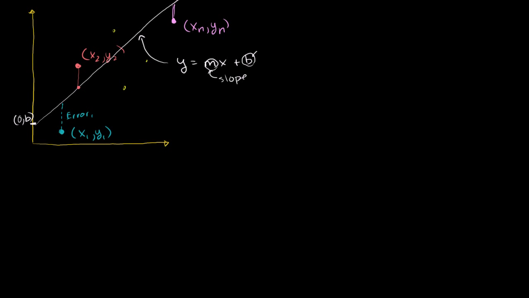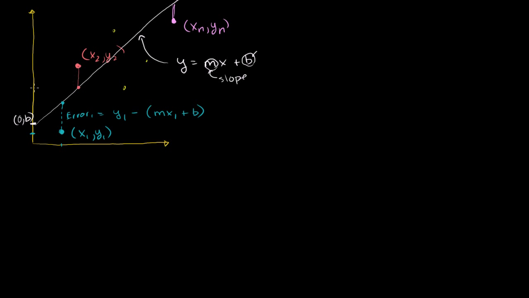So this error right here, error 1, if you think about it, is equal to y1 minus this y value. Well, what's this y value going to be? Over here we have x is equal to x1. And this point is the point mx1 plus b. You take x1 into this equation of the line, and you're going to get this point right over here. So that's literally going to be equal to mx1 plus b. That's that first error. And we can keep doing it with all of the points.